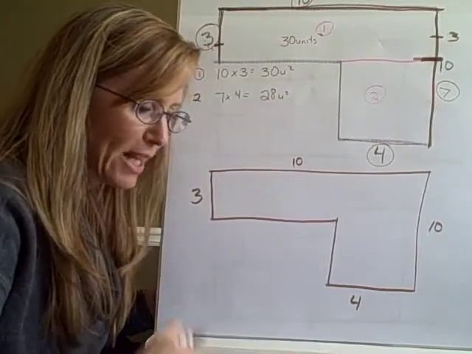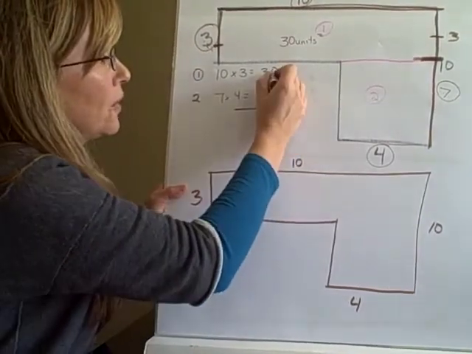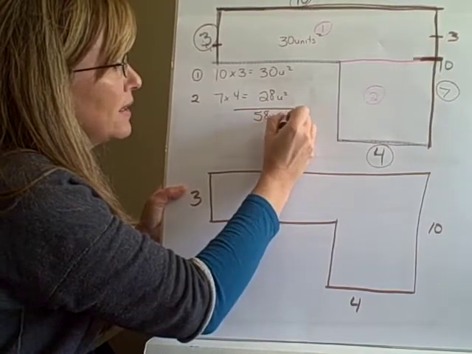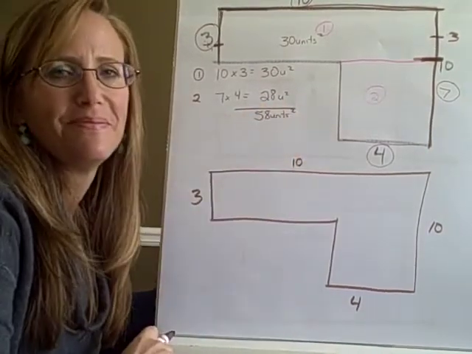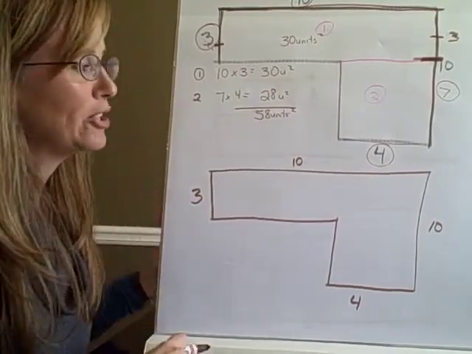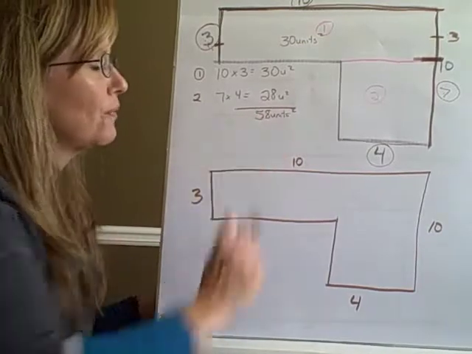The last thing I need to do is add my areas. 30 plus 28 is 58 units squared. Easy, huh? Well, let's look and see, what if I decided to divide my shape a different way? And would I still get 58?